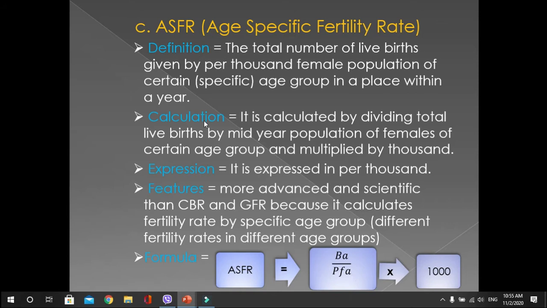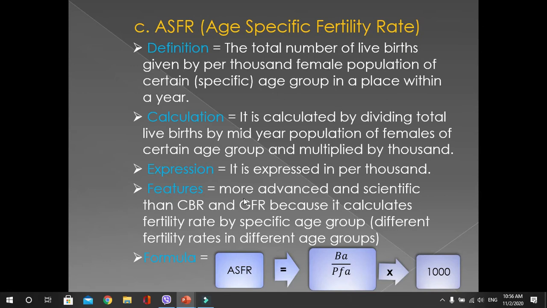So if you go to the calculation, now you can easily write yourself. It is calculated by dividing total number of live births by median population of females of certain age group and multiplied by 1000. Here it is very clear. Now if you go to expression, it is expressed in per 1000. Now what are its main features?